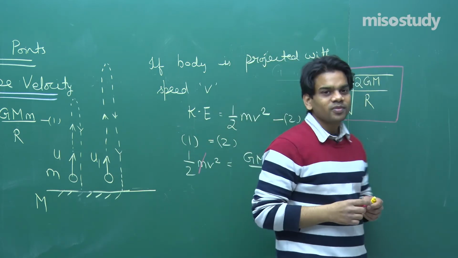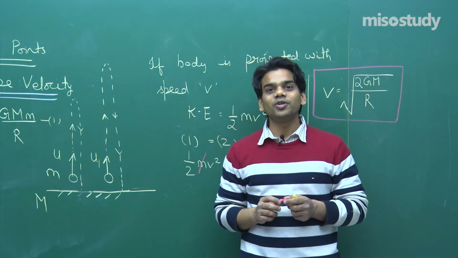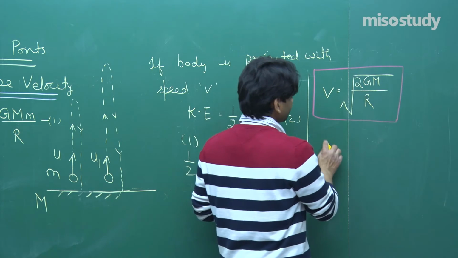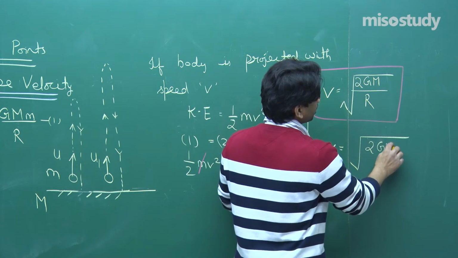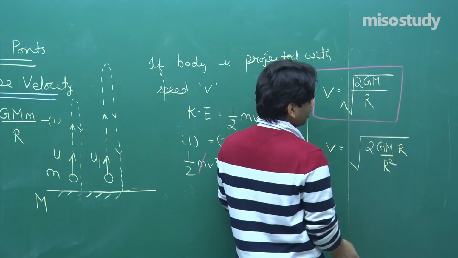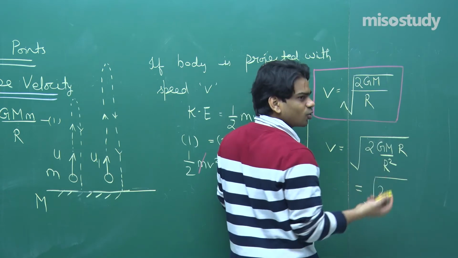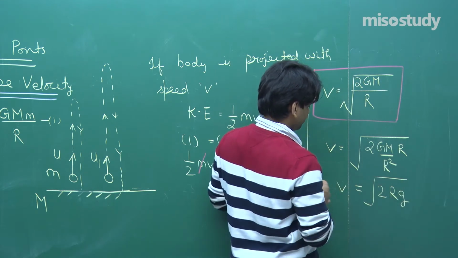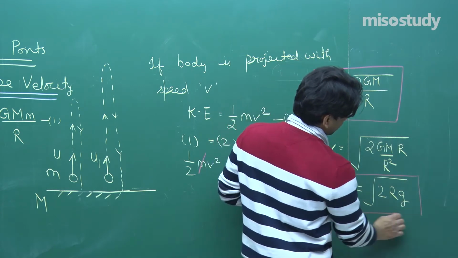Simple and easy to derive. What do we mean by this? We mean that if you give an object this much speed, it is going to be released from the Earth's gravitational field. Proceeding further, can I write the same thing in this way? v equals under root 2GM by r square, where I divided by one more r, so I have to multiply by r here. GM by r square is small g, the acceleration due to gravity on the Earth's surface, and so we get under root 2rg. Under root 2rg will be the value of the escape velocity.